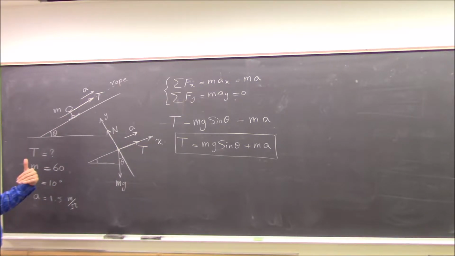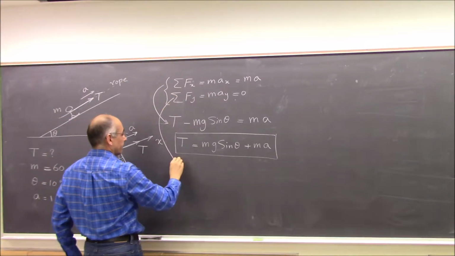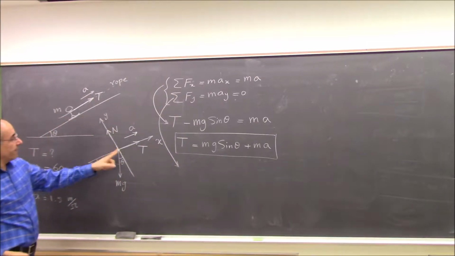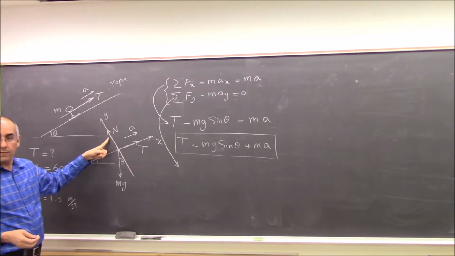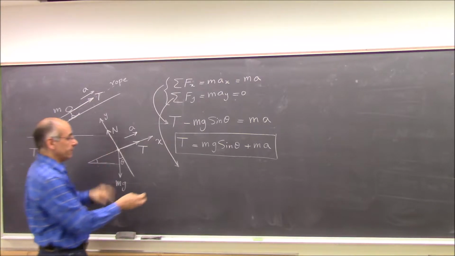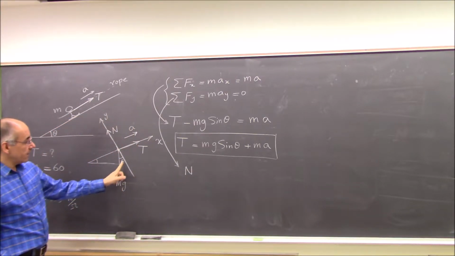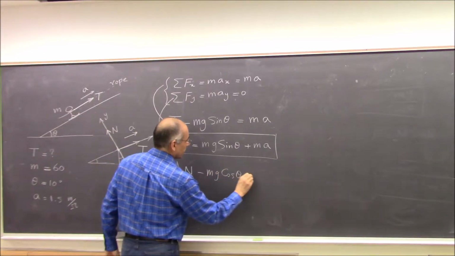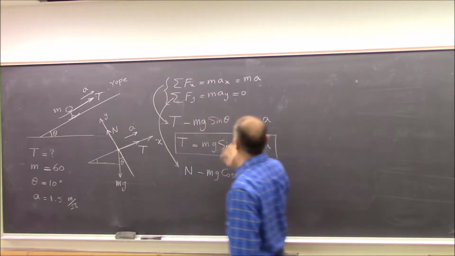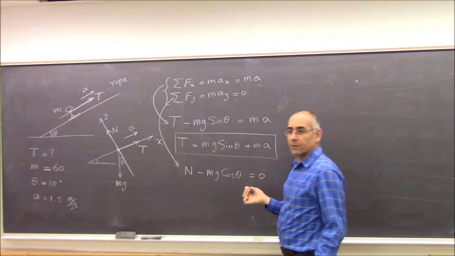And then, what is the normal force? You can also calculate the normal force from the other equation. This one gives you T, and this one gives you sum of Fy. T doesn't have a y component, N has a y component equal to its magnitude, so N. And mg has a y component, negative of magnitude times cosine theta, equal to 0, because this side is 0. So the normal force is equal to mg cosine theta.